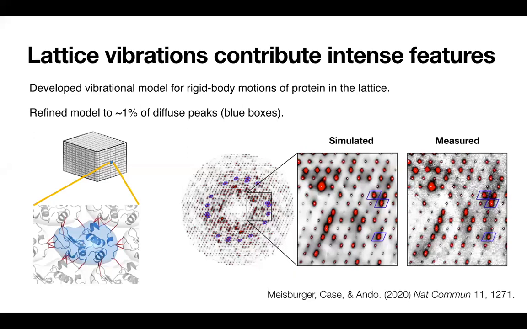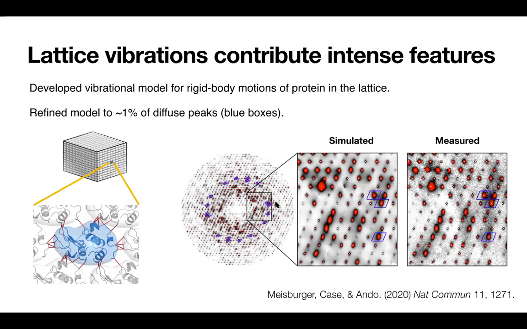Now, the first thing we needed to do was to understand the origin of these halos. And so what we did is we developed a very simple vibrational model where we have rigid body motions of each protein in the lattice. Again, I connected the protein to its neighbors using springs and let the thing vibrate at room temperature. And then we refined these spring constants in order to best fit about 1% of the diffuse peaks. In this particular slice, those peaks we used for refinement are surrounded by blue boxes.